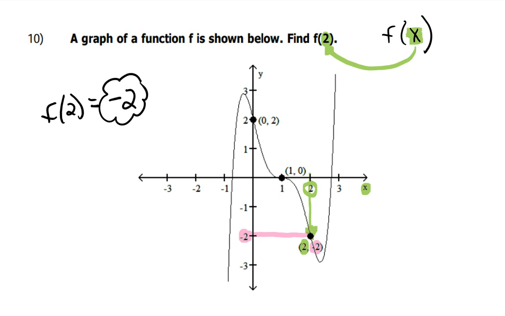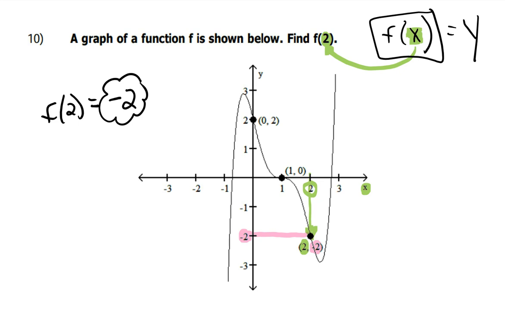F of x is actually the same thing as y. It's just called functional notation. So instead of using y, they like to use f of x and make it all look fancy and try to make it look more complicated than it really is. But it's just notation. It's just fancy notation. But it's the same thing as y, the y coordinate.